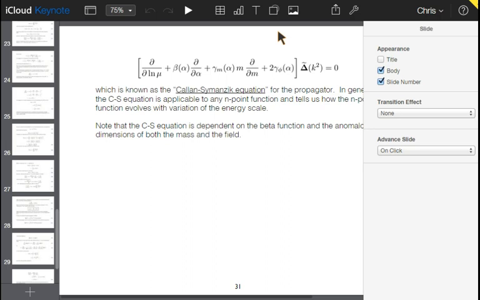And so what we're going to do today is explore this relationship between the high energy behavior of QFT and the low energy behavior of condensed matter physics, or statistical mechanics.